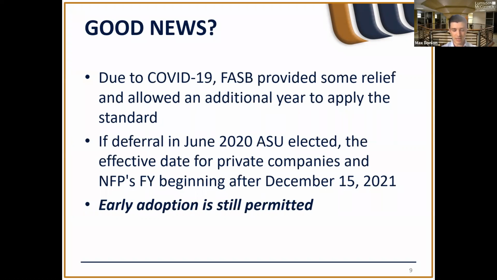The original adoption for public entities began for reporting periods beginning after December 15th, 2018. So for calendar year entities, 2019. If the deferral period that was offered due to the COVID-19 pandemic was elected, the standard will go into effect for the majority of other entities for fiscal years beginning after December 15th, 2021. So calendar year entities 2022 that have not previously adopted. And per usual, in typical FASB fashion, early adoption is still permitted.